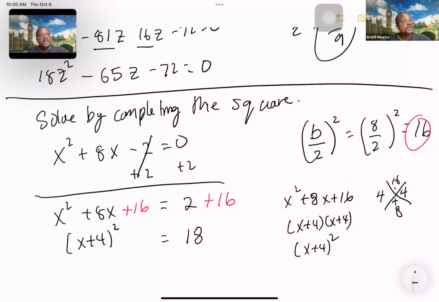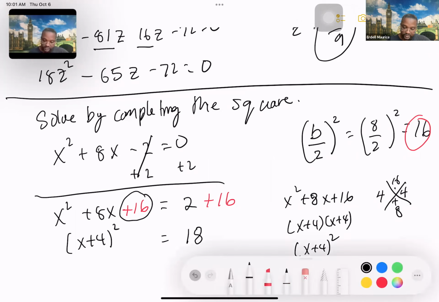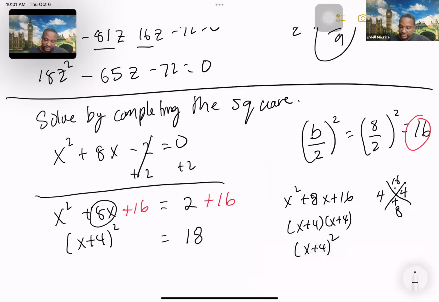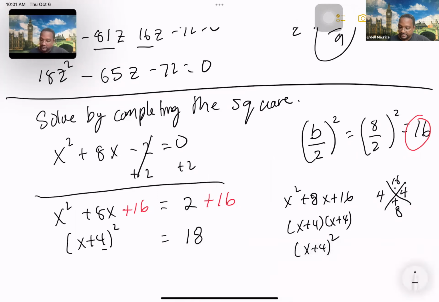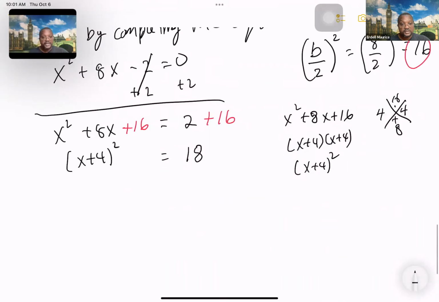Right? Now, of course, we could have just applied the shortcut and just divided this by 2. No, sorry, take the square root of this number. Or rather, divide this by 2. That's what I was trying to say. 8 divided by 2 is 4. That's how you get the 4 right here. Questions there? I think I said a lot.